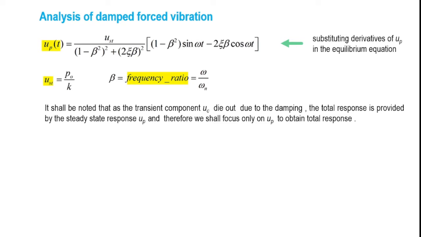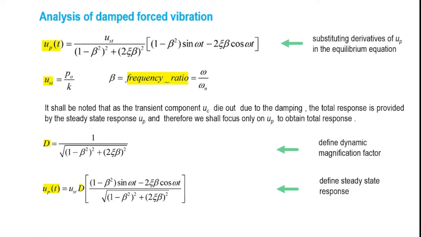So now let us see how the UPT is obtained. So UPT is obtained from this equation. Let us try to simplify this equation a little bit further.